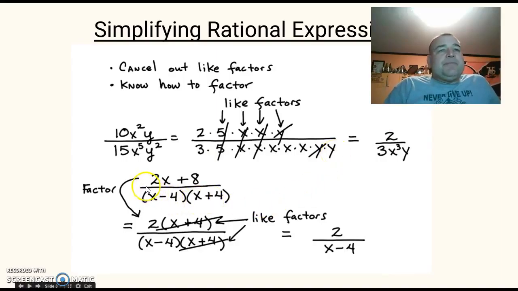Take a look at the second. 2x plus 8, a linear polynomial on top, and a quadratic on the bottom, but it's already in factored form. x minus 4 times x plus 4. So we factor the numerator. Remember, the only thing you can do with a linear polynomial is to simply pull out a GCF, the GCF being 2. 2 times the quantity x plus 4. Cancel out the entire factor. You can take out the entire polynomials, but you can't take out parts of them. 2 divided by x minus 4.